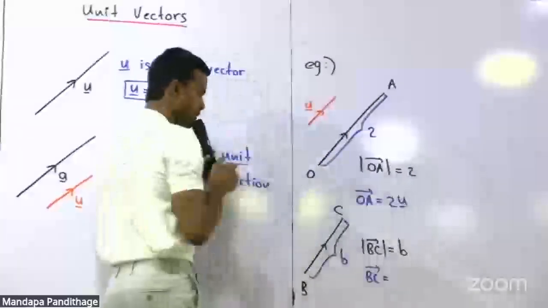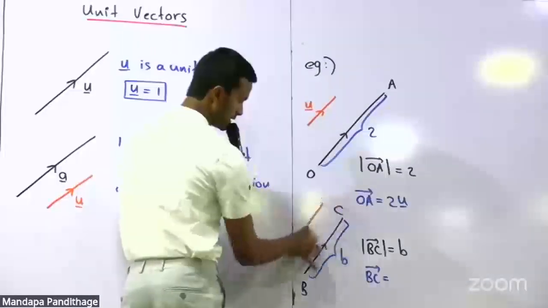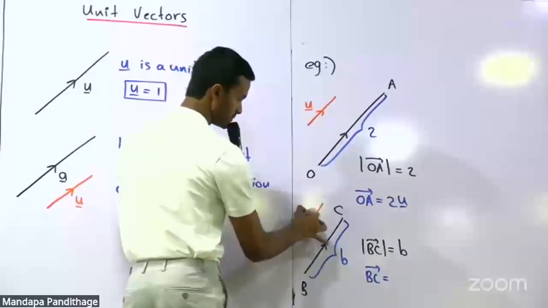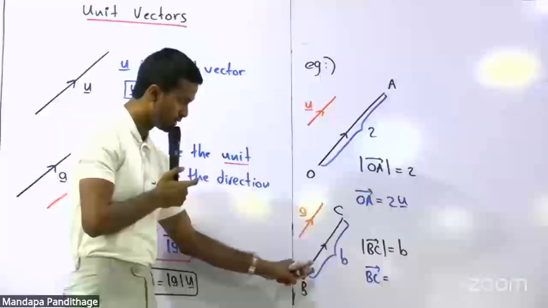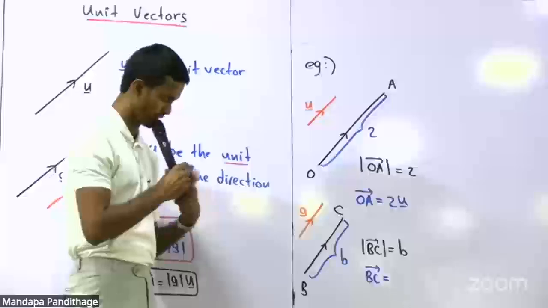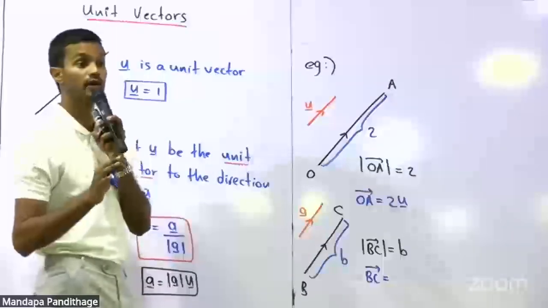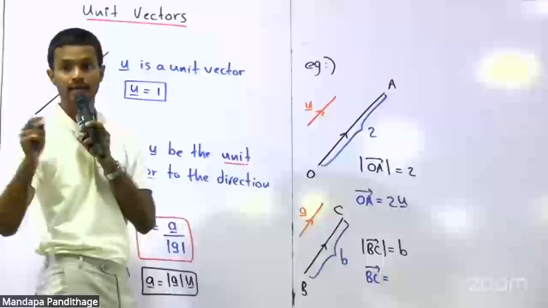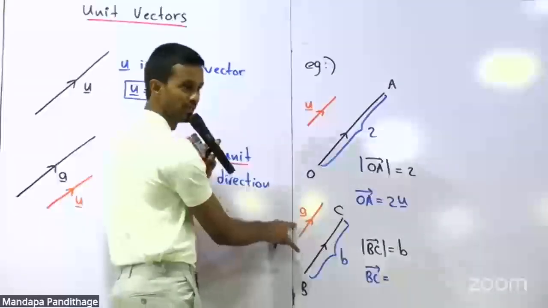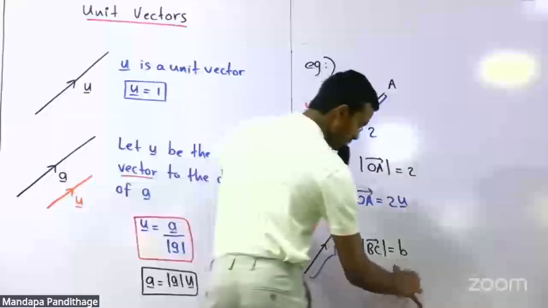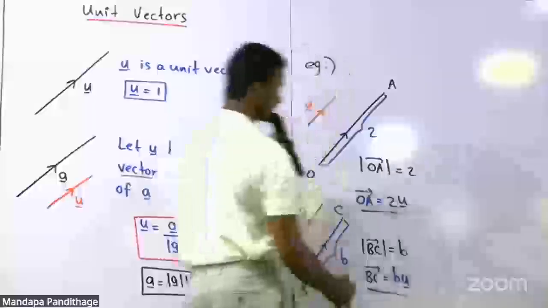The unit vector in this direction, I'll take it as A. Okay, the unit vector in this direction is A. The magnitude of this line segment is B. Then how can you write vector BC? Everyone, how can you write vector BC? B A, not B U. It's not U here. It's B into A. So magnitude into the unit vector.